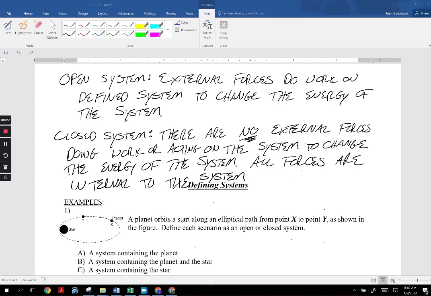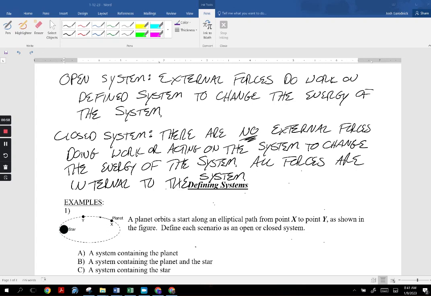Now, a system is just, as you'll see as we do these examples, just what objects you're defining as part of a system. It's not a big deal. And a closed system is where there are no external forces doing work to change the energy of the system. You could use the phrase that all forces are internal to the system. So that's a difference. In an open system, if there's an external force acting on the system to change the energy, it's called open. If there are no external forces acting on the system to change the energy of the system, then it's closed. Simple as that.